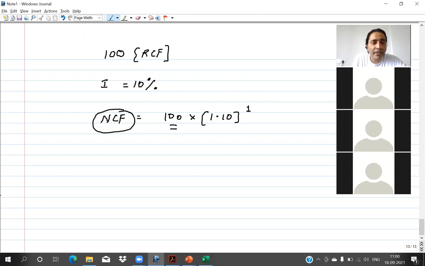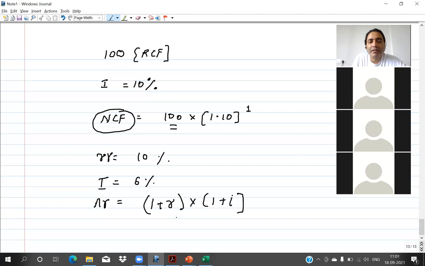इफ आई गिव यू रियल रेट आर, रियल रेट नॉट कैश फ्लो, आई गिव यू द रियल रेट एज 10%, इन्फ्लेशन एज 6%, what will be the nominal rate? RRNR. What will be the nominal rate? It will not be 10% into 1.06 to the power 1. It will be compounding hota hai. Rates mein hamesha compounding hota hai. So nominal rate will be 1 plus real multiplied by 1 plus inflation. So ye part change hoga. Yahan pe sirf cash flow lena hai aur yahan pe 1 plus rate lena hai.